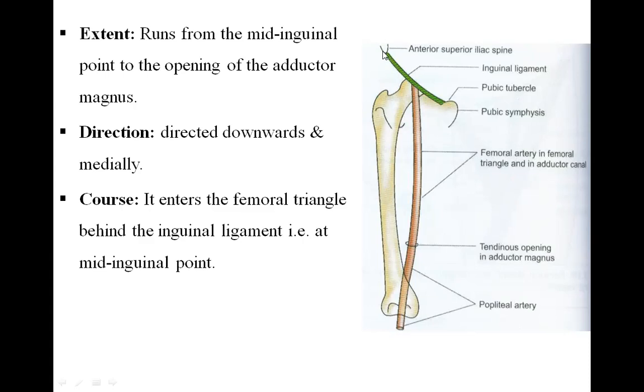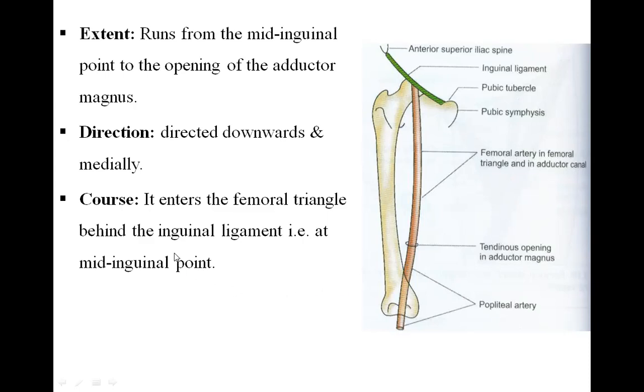So between the anterior superior iliac spine and the pubic tubercle, there is an inguinal ligament. So inguinal ligament is attached medially to the pubic tubercle and laterally to the anterior superior iliac spine. So the femoral artery runs from the mid-inguinal point, that is the midpoint of the line between the anterior superior iliac spine and the pubic tubercle, up to the adductor opening in the adductor magnus. So here is the tendinous opening in the adductor magnus muscle. It is directed downward and medially.